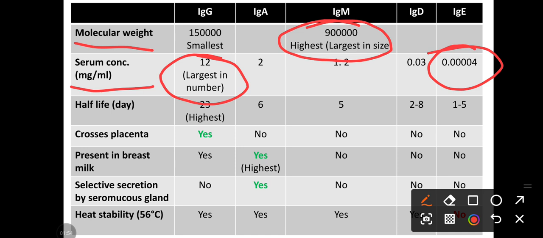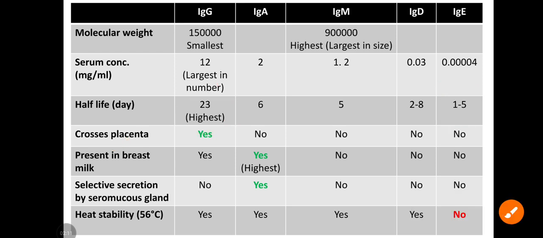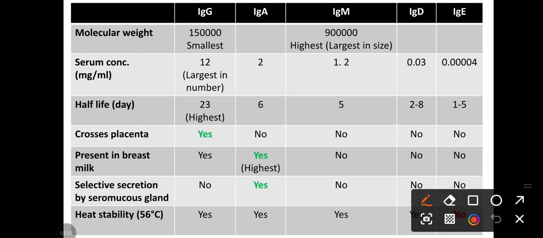Then again, half life is also very important. Which one has the highest half life? That is your IgG again. And which one has the shortest half life? That is your IgE. Then which immunoglobulin crosses the placenta? The placenta is crossed by only one immunoglobulin, that is your IgG. Very important, IgG is very important.